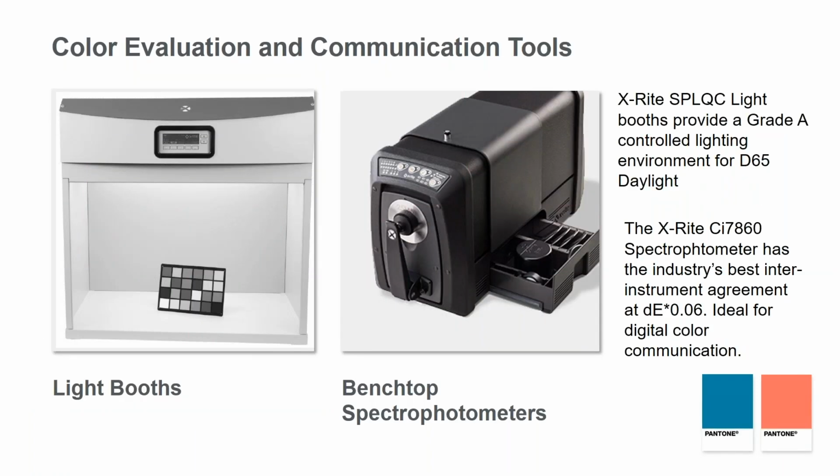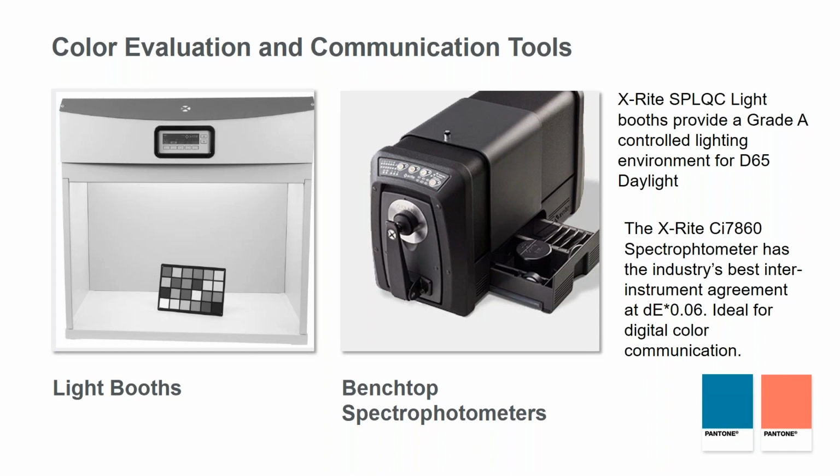Okay, so now we have the tools to get us to the point where we actually make the stuff. So this is where the X-Rite tools come in. The light booth, especially if you're talking about the Spectral Light QC, provides a grade A D65 light. Now what that means is that unlike any other light booth, the D65 light that you get from the Spectral Light QC is very, very close to the CIE specification for D65. So this is your visual link to the digital world.